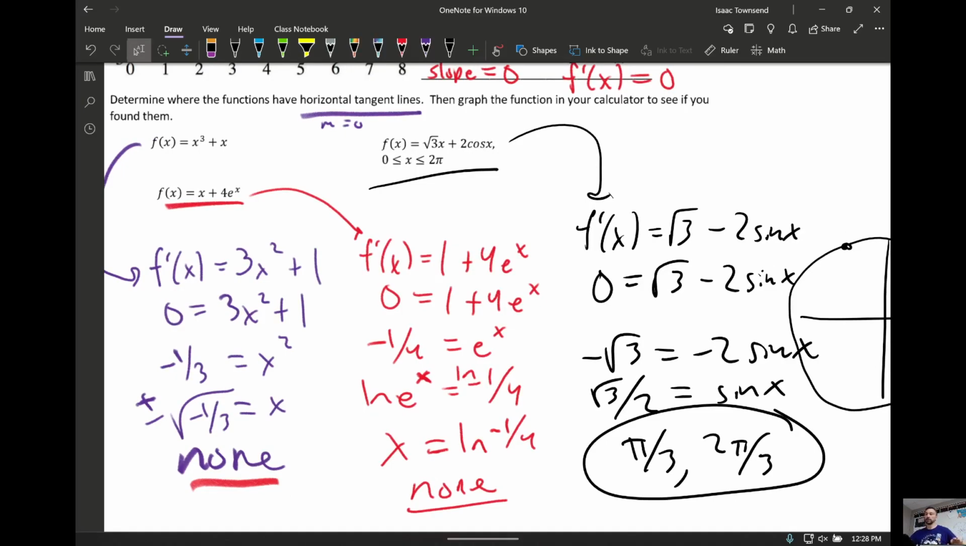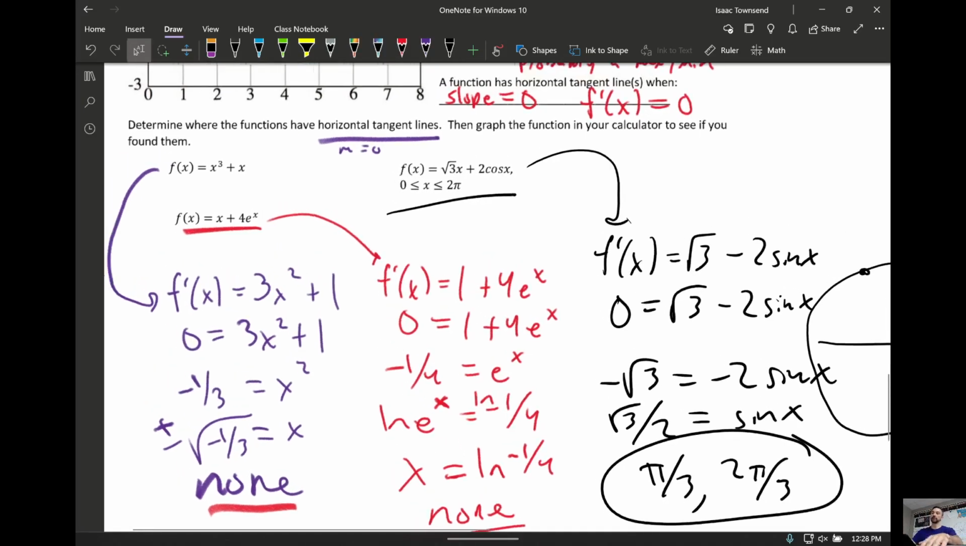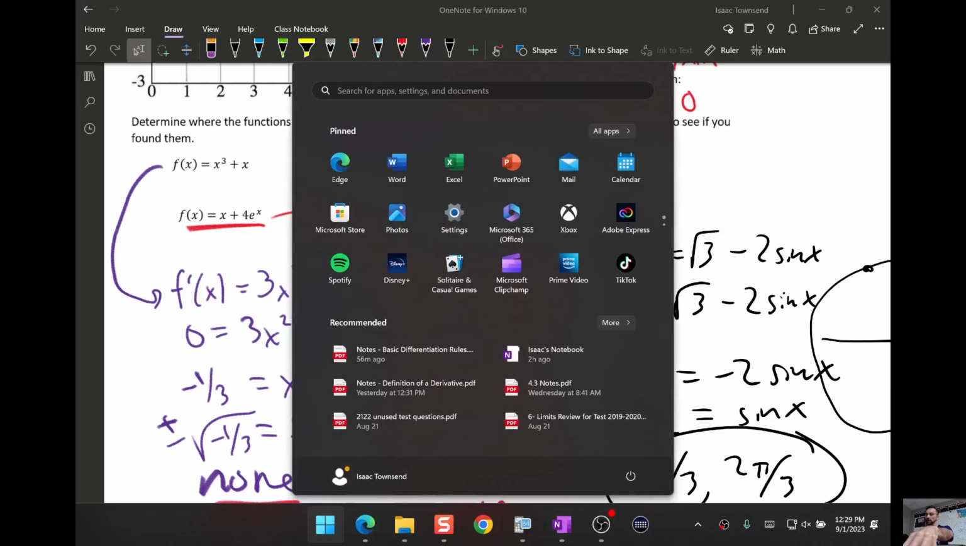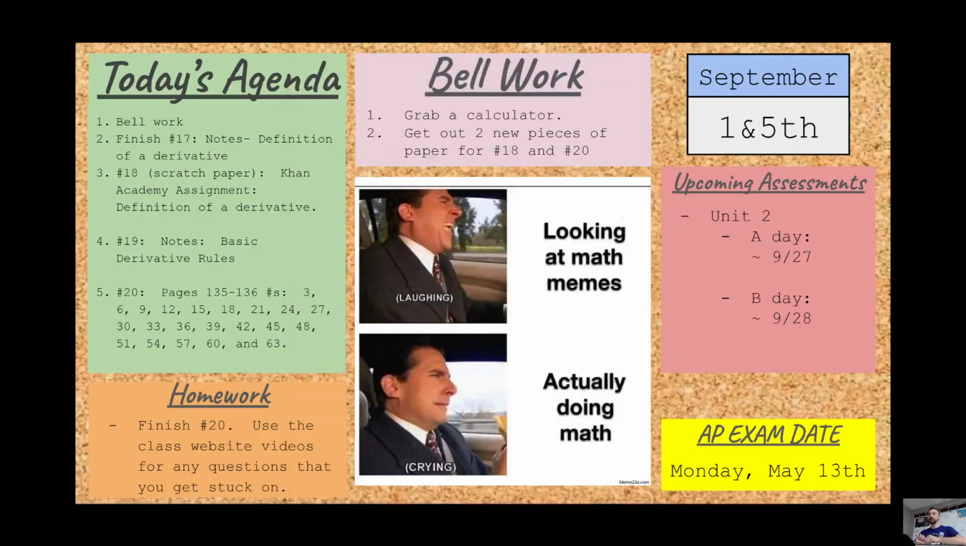Okay, do y'all have a question you'd like to clarify on this before I switch the screen over? Okay. Then on one of the pieces of paper I asked you to get out, if you would copy down that assignment for number 20 and start the first few questions so we can see how it's going and see what I need to help out with.